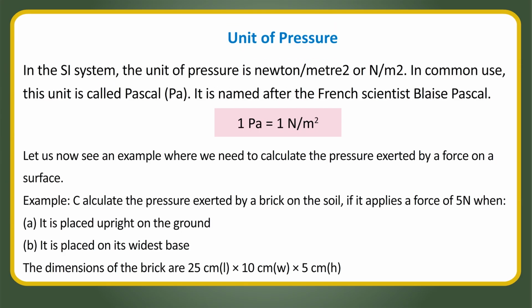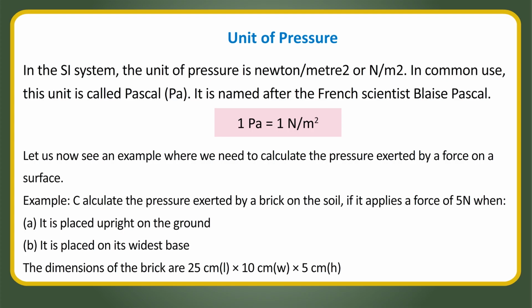Unit of pressure. In the SI system, the unit of pressure is Newton/meter² or N/m². In common use, this unit is called Pascal, Pa. It is named after the French scientist Blaise Pascal. 1 Pascal equals 1 N/m². Let us now see an example where we need to calculate the pressure exerted by a force on a surface.